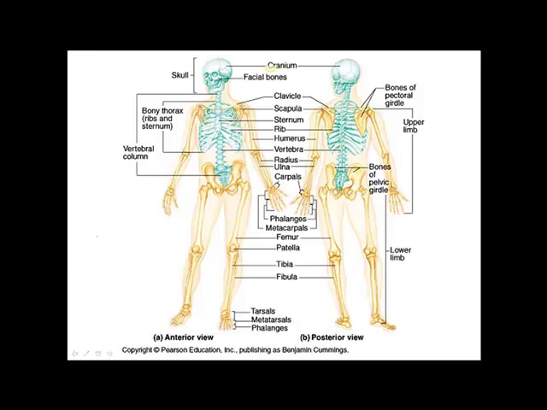With the skull. This is the most superior part of our axial skeleton. You'll notice that the skull contains the facial bones and the cranium. The cranium is the vault, V-A-U-L-T. It is the vault for the brain.